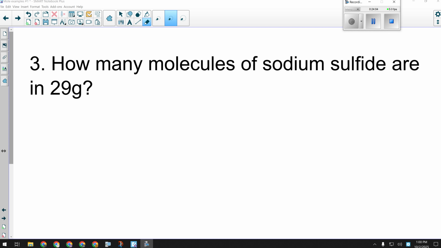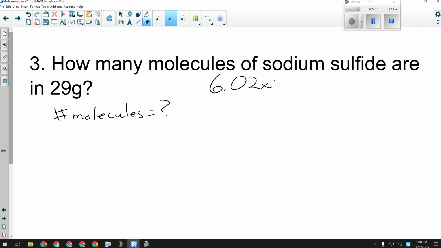Okay, number 3 wants to know the number of molecules. All right, so we got number of molecules is the question mark. Since I saw the words number of molecules, I know that Avogadro's number is going to be part of this at some point. I also know that the material is sodium sulfide. So Na plus 1, sulfide minus 2. So I got Na2S as my formula.